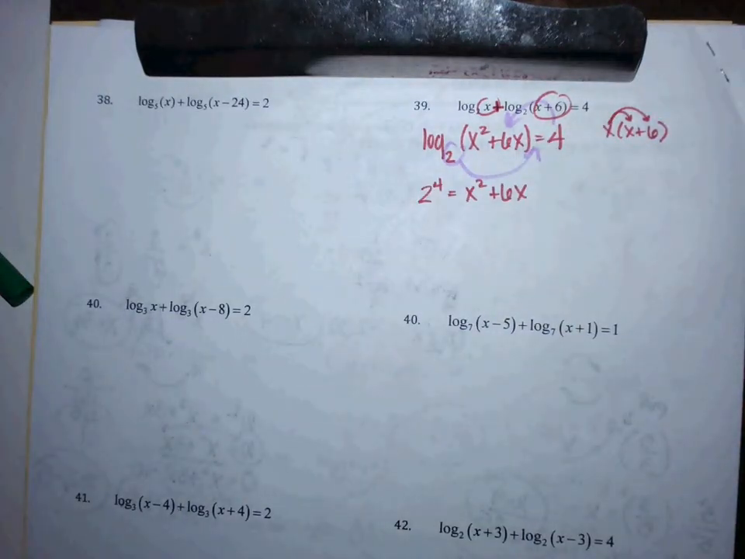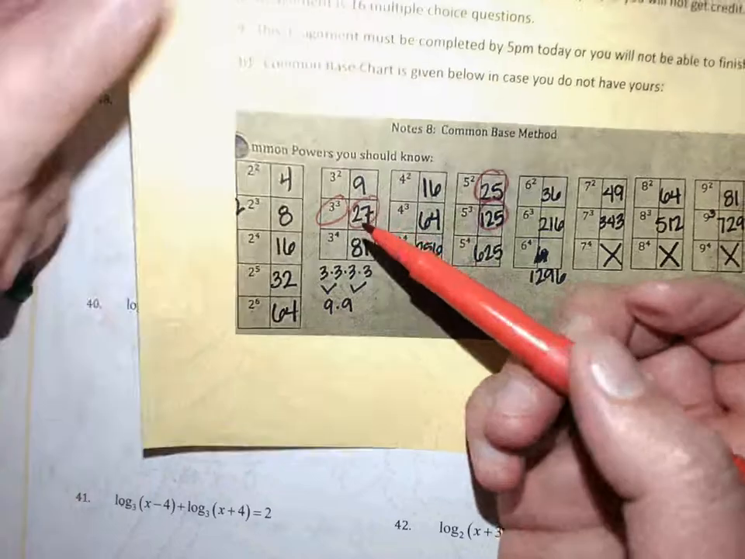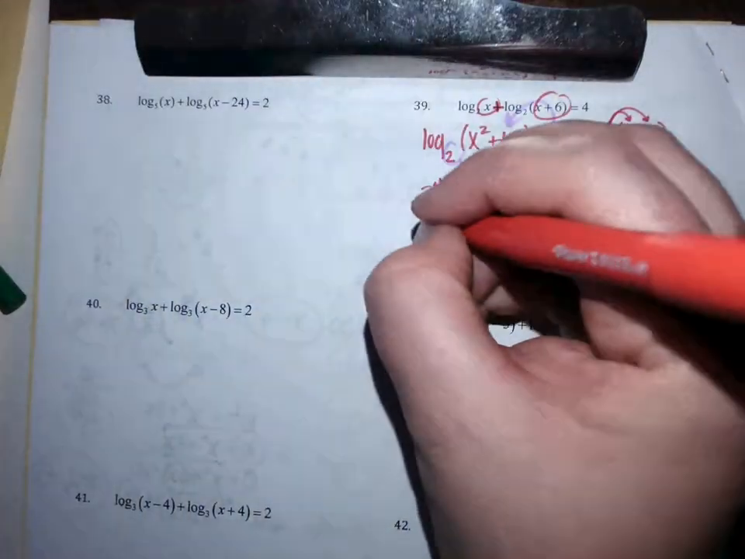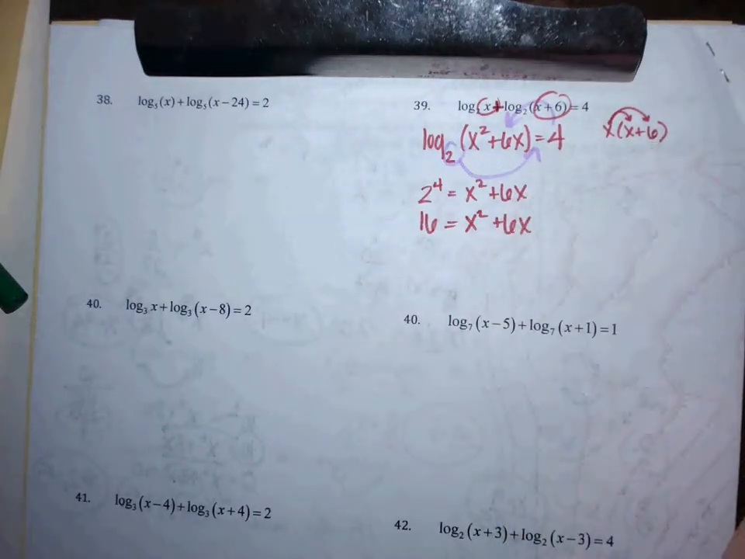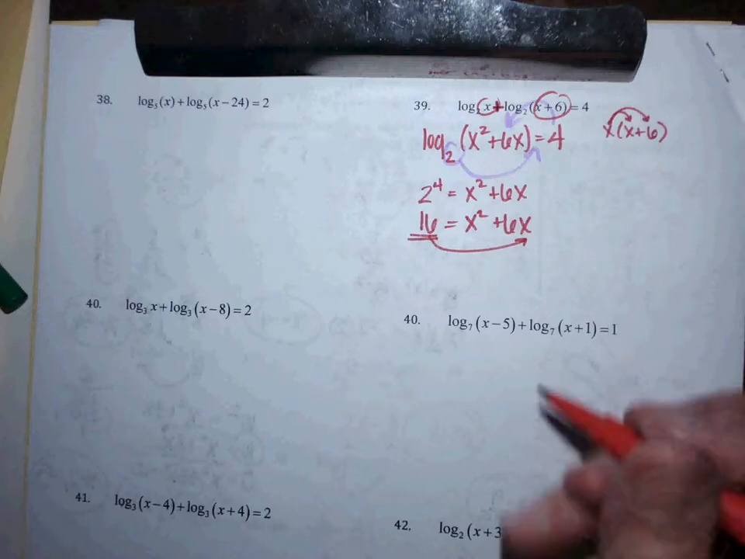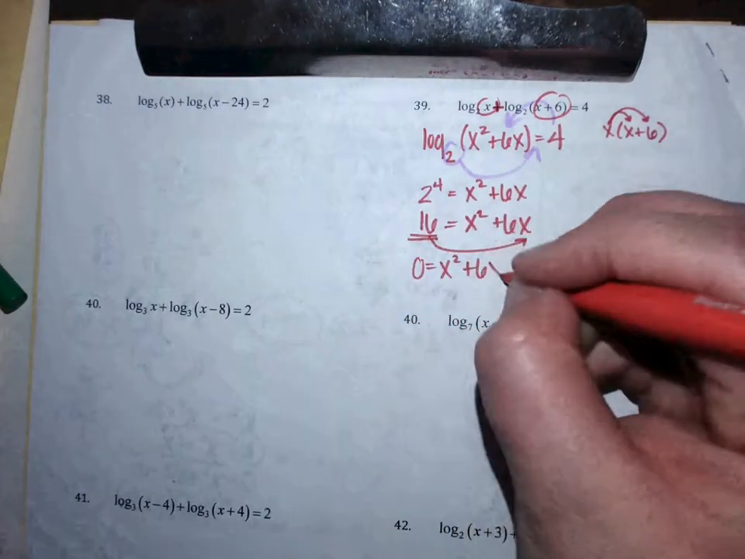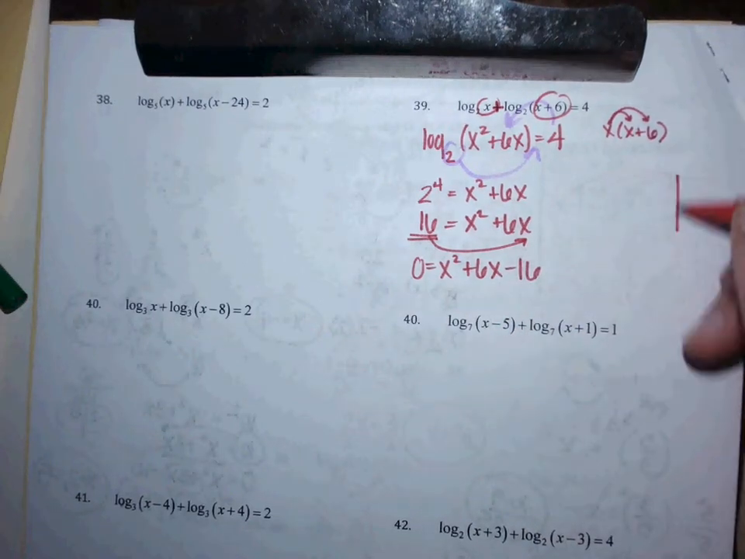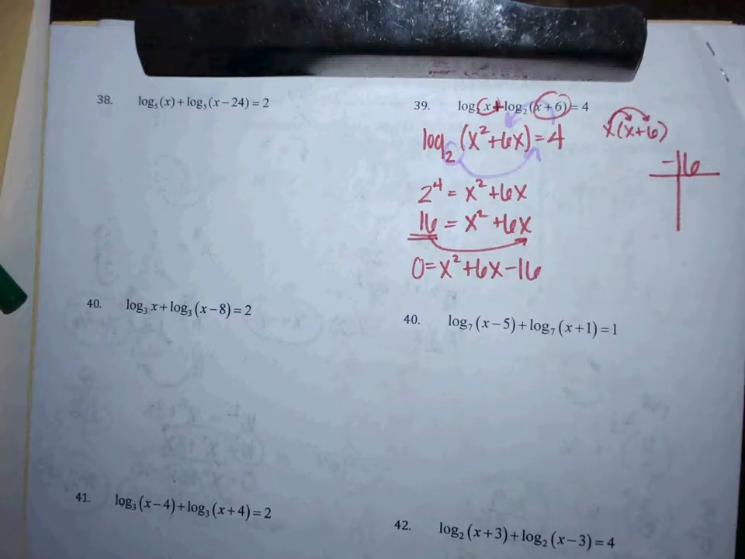Then I can pull out my little chart here. Okay, 2 to the 4. 2 to the 4 is 16. So then I have 16 equals x squared plus 6x. And then I know this little 16 is going to have to come over so that I can t-chart. So I'll have 0 equals x squared plus 6x minus 16. Set up your chart. Negative 16 at the top. I need numbers that multiply to 16, have a difference of 6.